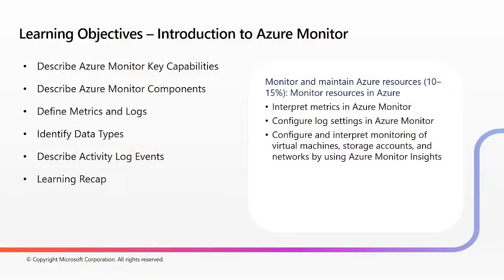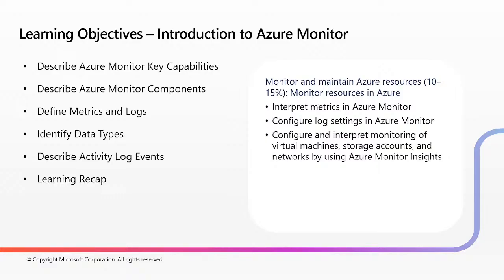Within here, we are going to look at the Azure Monitor key capabilities and some of the components of Azure Monitor. Then we are going to define metrics and logs. What are metrics and logs? These are the kind of data that we get, but what are metrics? What are logs? Metrics are just a numerical representation. Then the logs come in an unstructured way, a collection of different data that makes up the log.